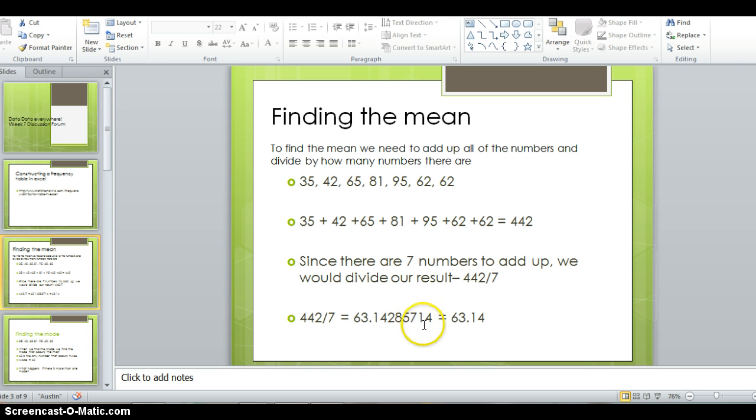63.14285714. We'll round this to the nearest hundredth, and this is how you'd find the mean. So 63.14 is your mean.